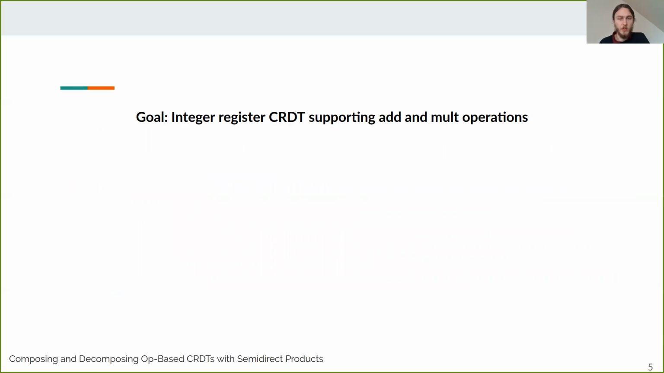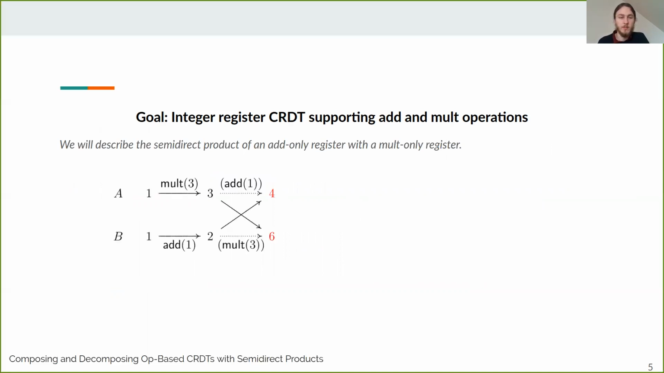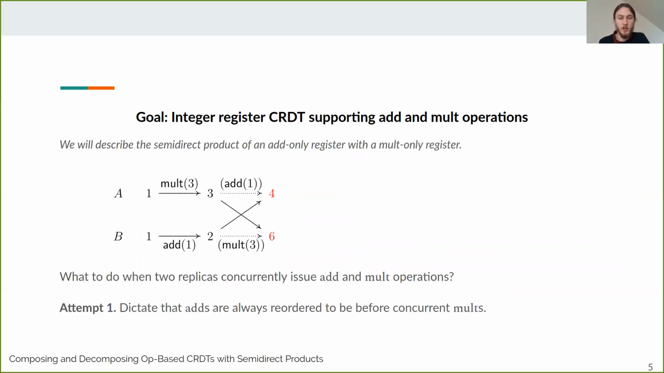Okay, so this is our goal. I'm going to make the integer register. And the solution I described will be the semidirect product of an add-only register with a mult-only register. So recall the bad situation from before. We have concurrent adds and mults, and we just apply them naively. We end up in different states. We have to decide what to do in this situation.